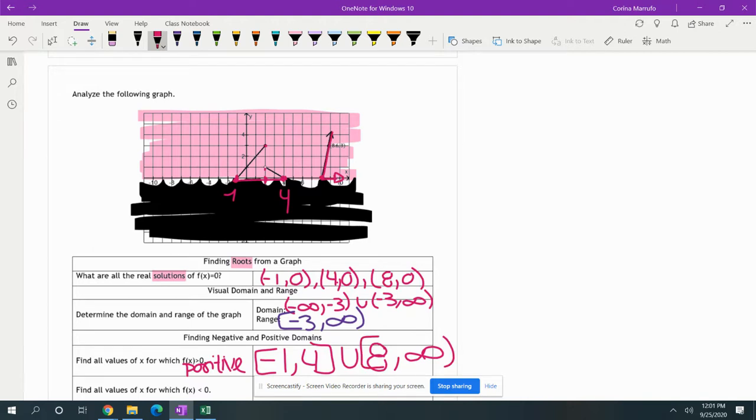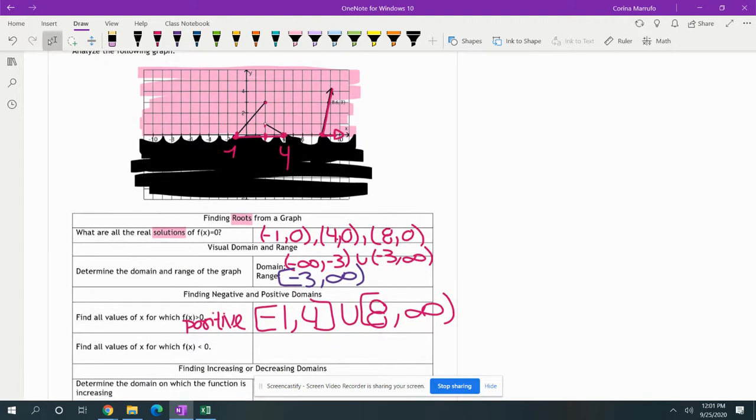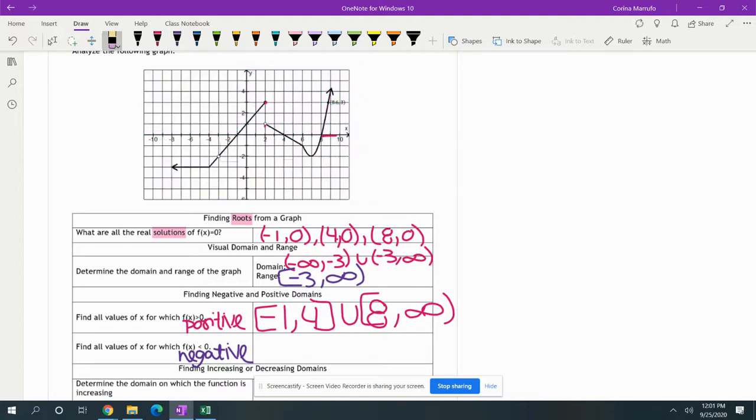Okay. The next section says find all the values of x for which f of x is less than 0. So when it's less than 0, that is a fancy way of saying negative, because all the numbers less than 0 are negative. Okay, so I'm going to go ahead and erase all this craziness that I put. And now we're going to go backwards.